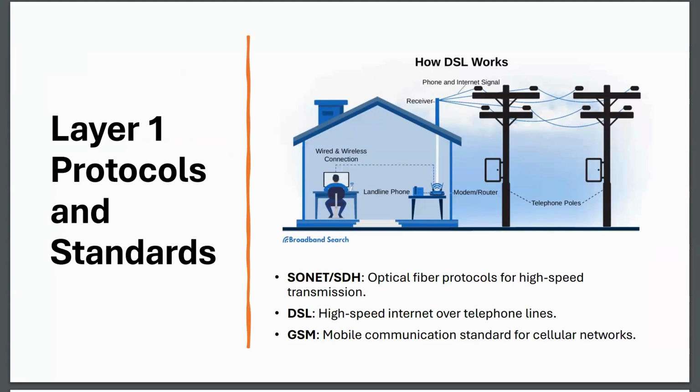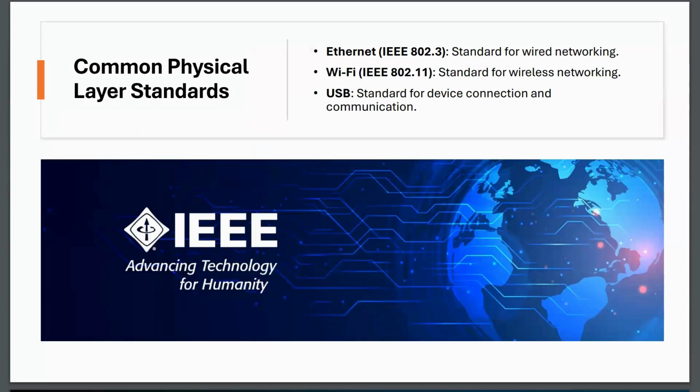Now, let's explore some of the standards used in the physical layer. We have SONET SDH, which are protocols used for transmitting data over optical fiber. These are used in high-speed networks. DSL is another example, providing high-speed internet over telephone lines. And finally, we have GSM, which is the standard used for mobile communication, defining how voice and data are transmitted over cellular networks.